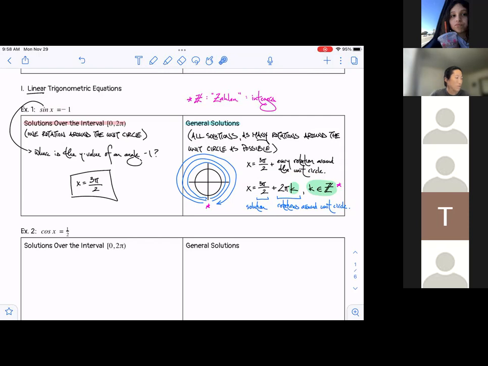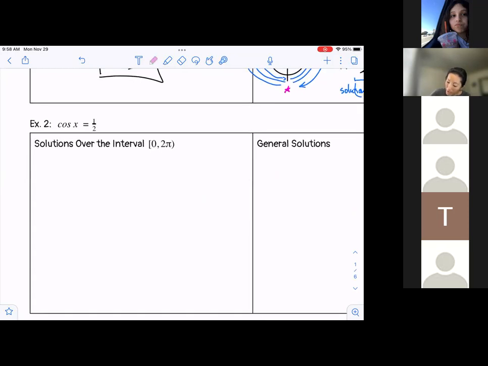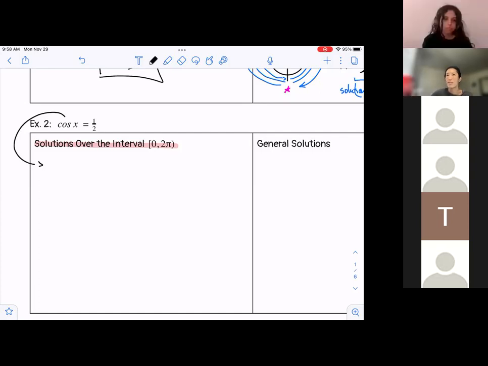All right, so we'll move on to example number 2. Cosine of x equals 1/2. I'm wondering if someone can tell me in words what this question is asking us for. When someone says cosine x equals 1/2, what are they actually asking you for? Where is the x value of 1/2? Perfect. Where is the x value 1/2? Great. And what do we get when we look at our handy dandy unit circle?